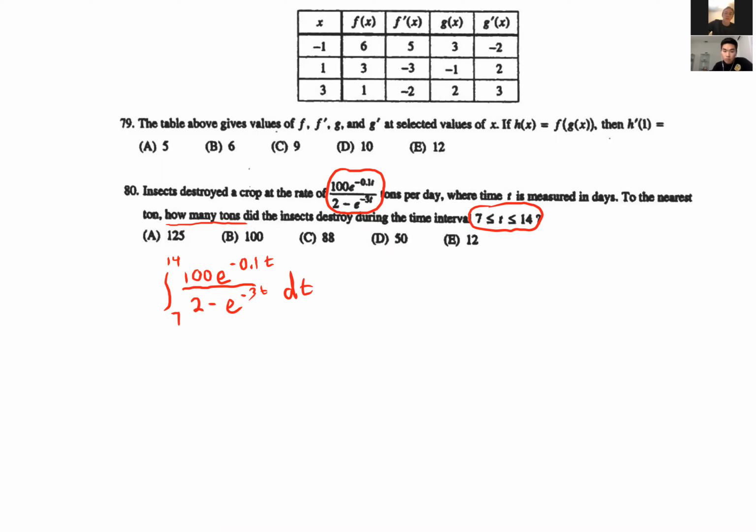So then you would just plug this into your calculator. And this is going to give you 124.992. But it says to the nearest ton. So normally you round to 3 decimal places unless it tells you otherwise. So here it tells you otherwise. So when you round this to the nearest ton, it's going to be 125 tons.